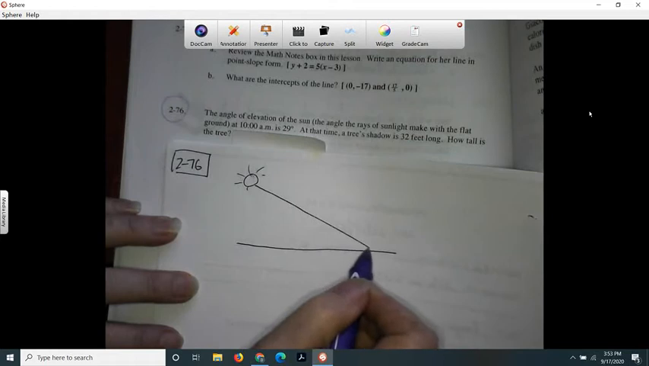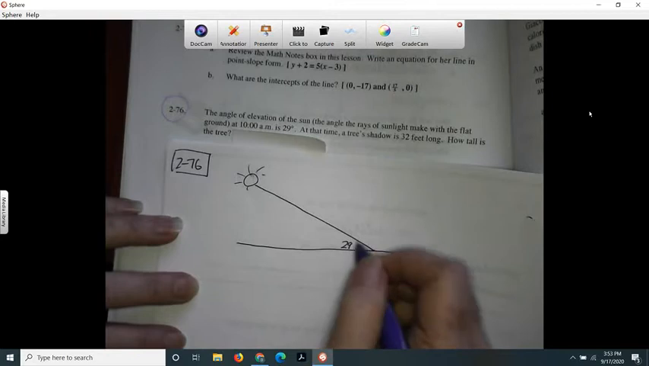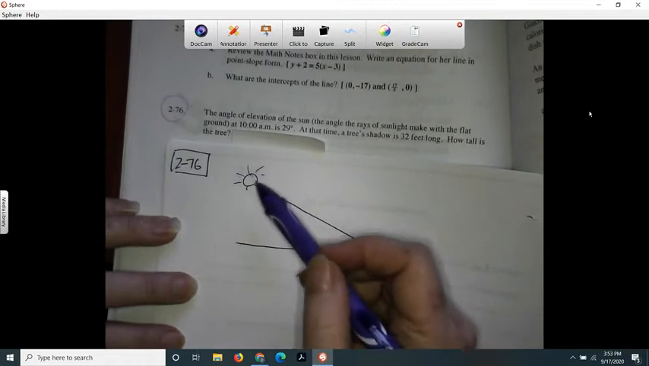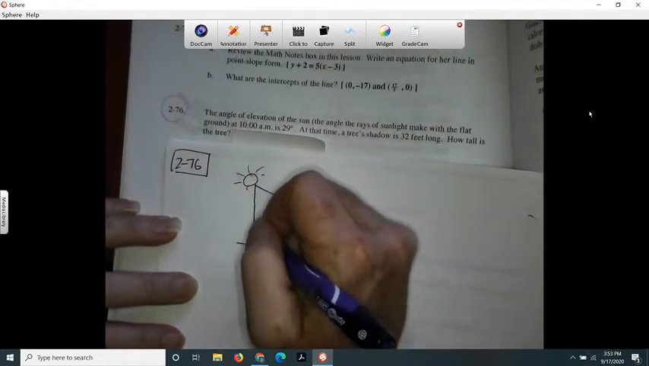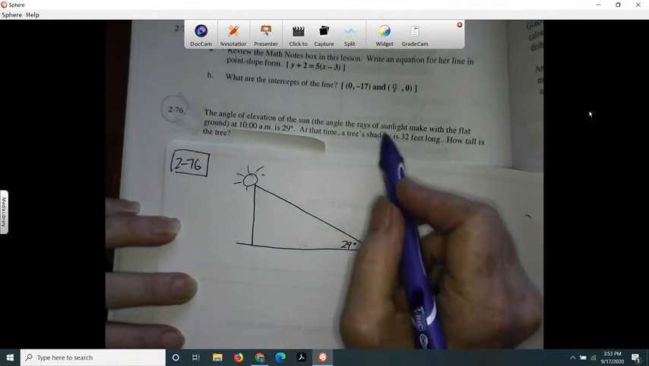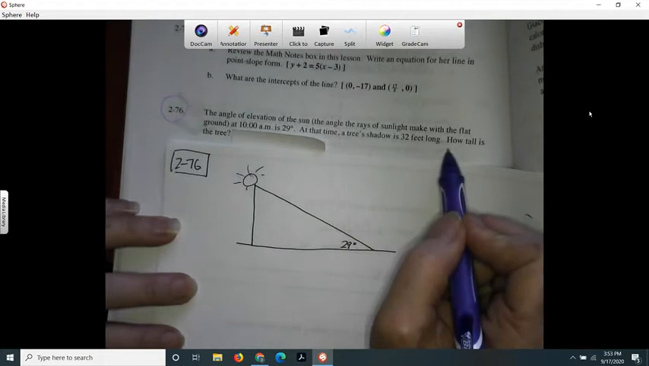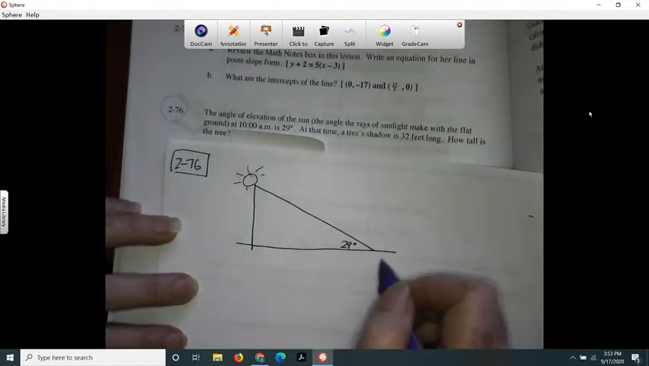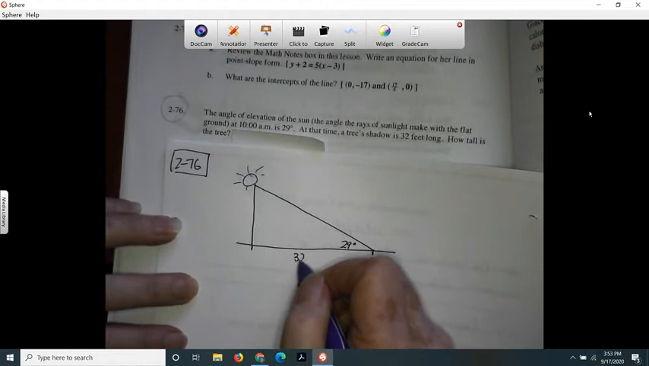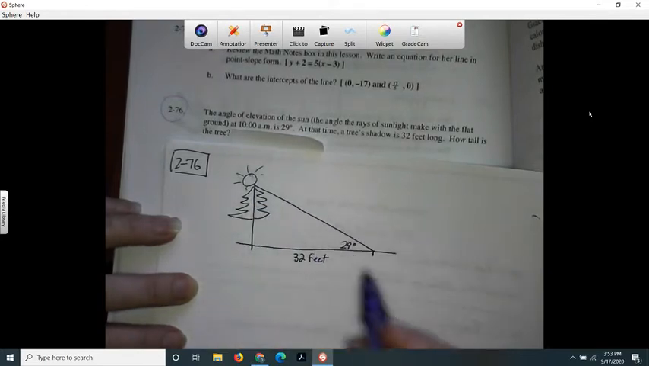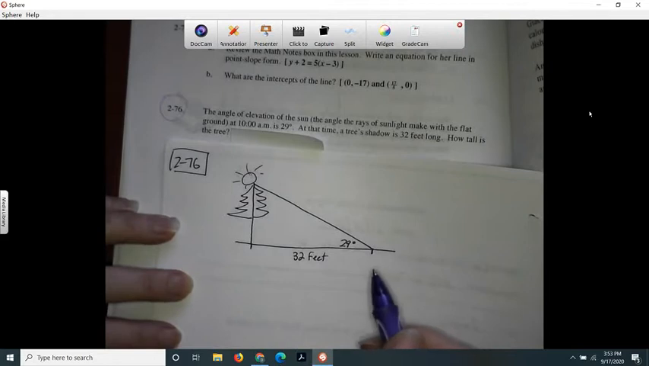That might not be exactly 29 degrees, but I'm just trying to get a triangle out of this, because once I get a triangle, I'll be able to solve it. So this is going to be my tree, because it's talking about a shadow. At that time, a tree's shadow is 32 feet long. So from here to here is 32 feet. This is my tree. And then they want to know how tall is the tree, so I'm going to call it x.